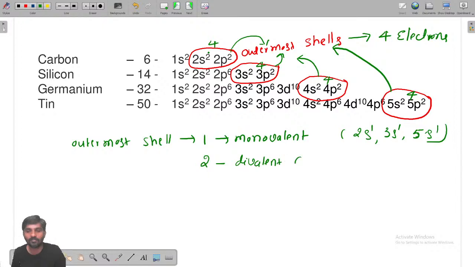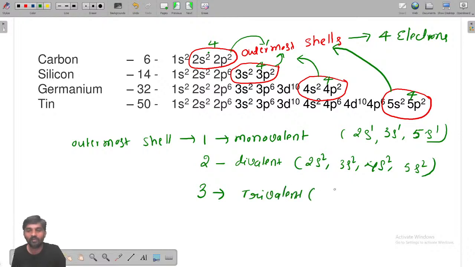Divalent is nothing but, let's say you have 2s2, 3s2, 4s2 or 5s2. If it is having 3 electrons in the outermost orbit, it is called trivalent. How will you write trivalent, sir? 2s2, 2p1. This is 3s2, 3p1.